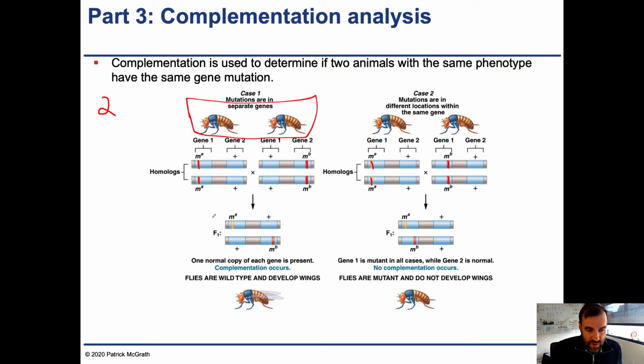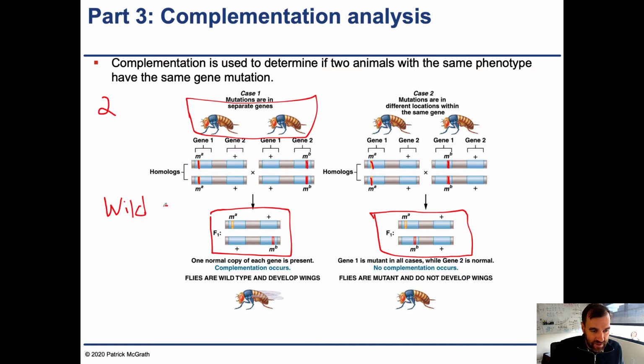And so in the first case, you would have an F1 with the following genotype. And in the second case, you would have an F1 with the following genotype. So one of the assumptions for complementation is that the wild type allele is dominant. So this interpretation requires knowing that the wild type allele is dominant. So in this case, the genotype is this.